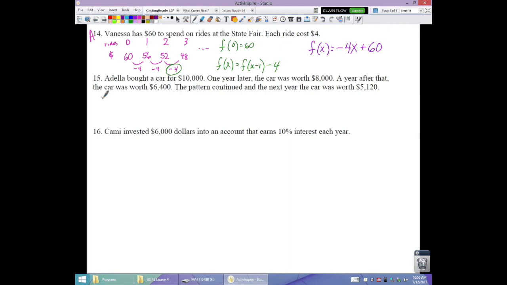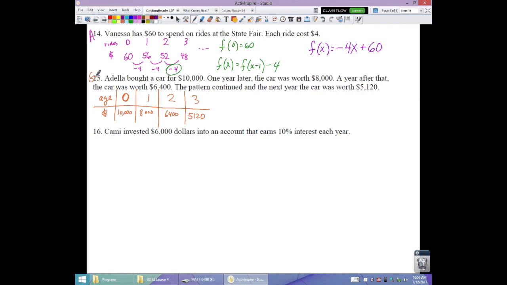So let's see. We're looking at the age of the car and its value. When it was brand new, it was worth $10,000. After 1 year, it was worth $8,000. A year after that, it was worth $6,400. The next year, it was worth $5,120. So I think we can see right away that this is not arithmetic. It must be geometric. So let's look for our common ratio.